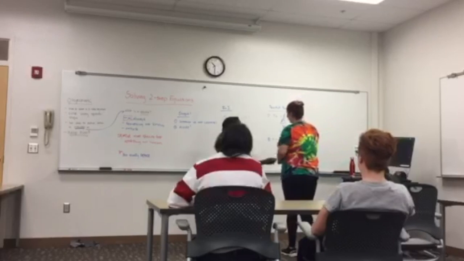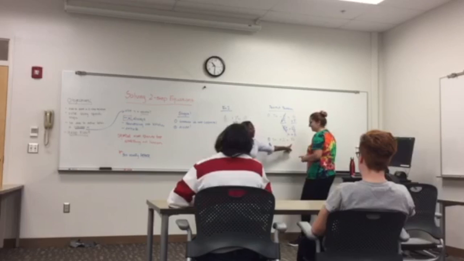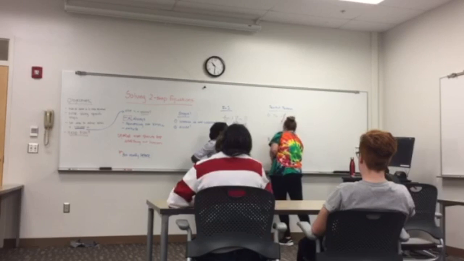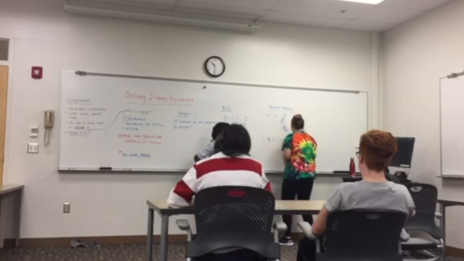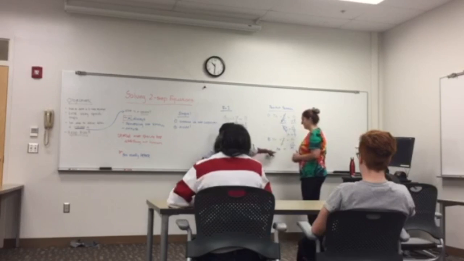Okay, now let's go through this together. So 5x plus 2 equals 32. So then what's gonna be the first thing that we do? Subtracting 2. Exactly. And then what would you get? Cancel out. Exactly. And now what are we gonna do?